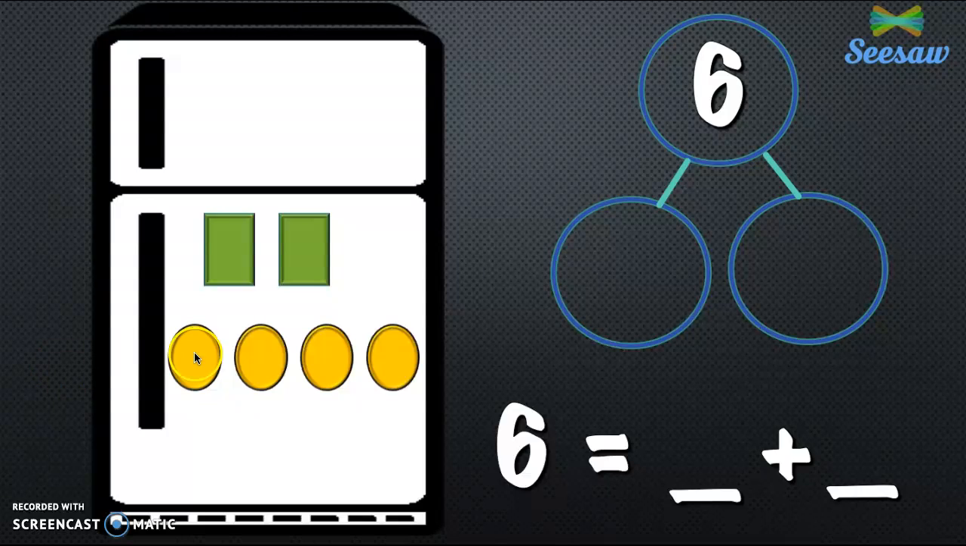All right, so I have a fridge filled with magnets, and I started a number bond for you, and I started a number sentence. Can you go ahead and finish the number sentence for me using the parts that you see in the fridge, and then also finish the number bond? When you're done with that, go ahead and send it on Seesaw. I can't wait to see your good work. Good luck, friends.